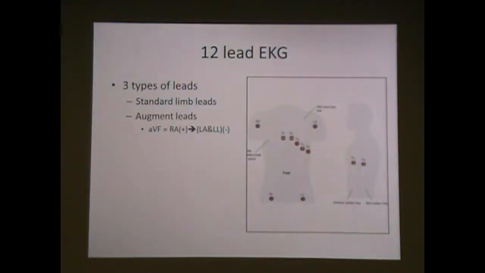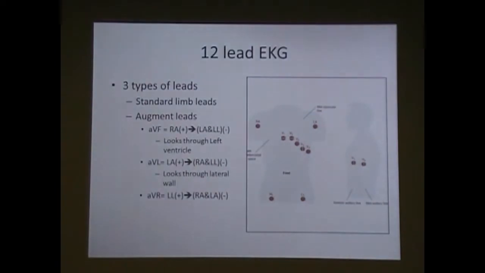First one is AVF. It's the right arm, which is the positive, to the left arm and left leg, which is negative, and you can see it looks through the left ventricle. The next one is AVL, where the left arm is the positive, going to the right arm and the left leg, looking through the lateral wall of the heart. And the last one is AVR, which is the left lower limb going to the right arm and left arm.